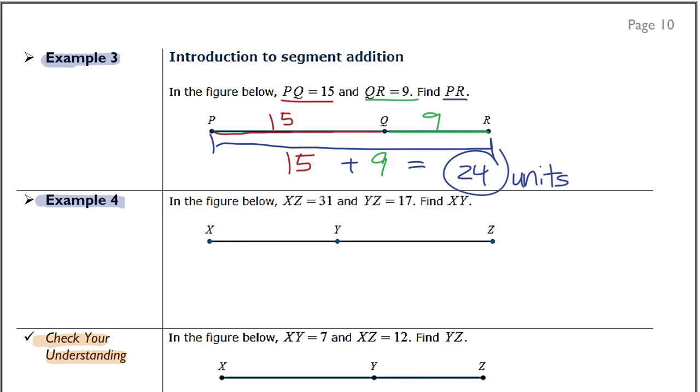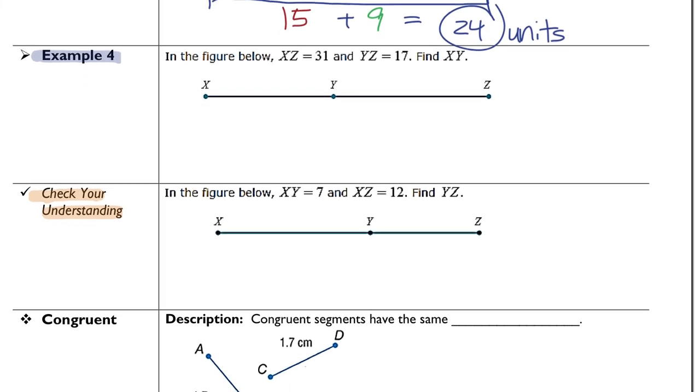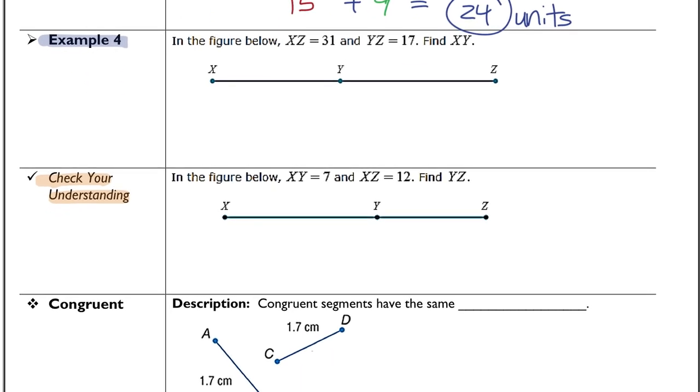So what we're going to do next is this example 4, and I would like you to try the next one yourself. So this one is a little bit different. We know that XZ, the entire length, this whole length from here all the way to here, is in fact 31. So now we're given the whole length, and then we're given YZ. So this little green part right here, YZ, is 17. Now, we actually have to find this part right here. So we're actually going to put an X here.